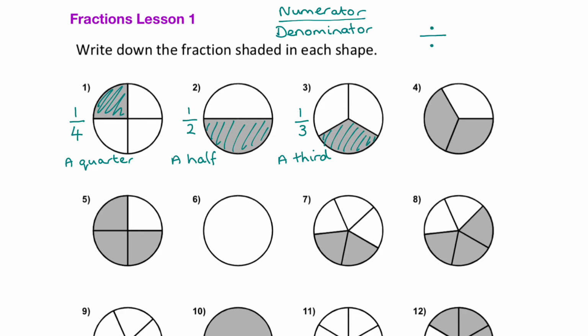Okay. If we move on to number 4 now, here, our circle again has been split into 3 equal pieces. So we're going to have a 3 on the bottom. And if we count the shaded pieces, there's 1 there and 1 there. So we've got 2 shaded pieces. So that's called 2/3.